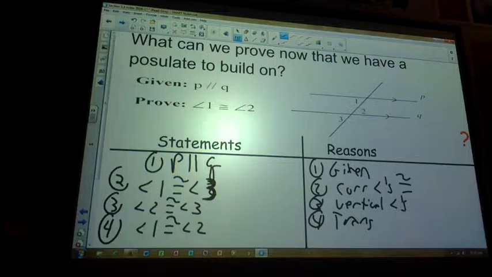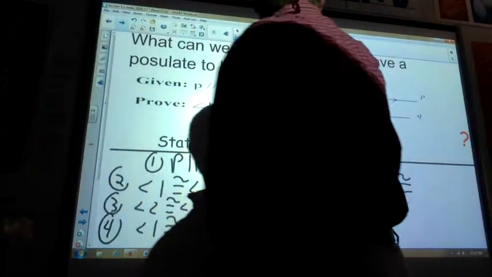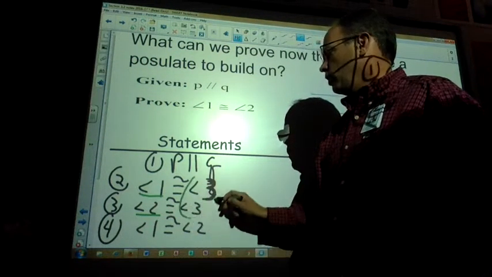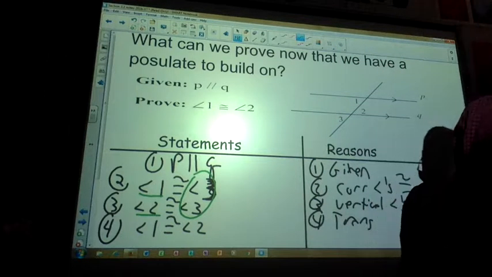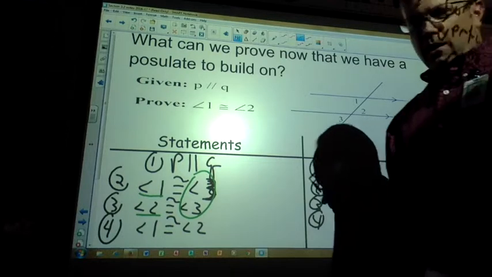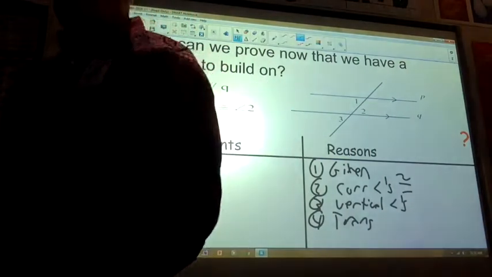Wait, I thought for it to be transitive, you have to have 3 equal. 2 or more. Oh, 2 or more. 1, 2, 3. Oh, so you just have to have A is equal to B, B is equal to C, A equals C. Okay. Seem okay so far? Yeah, I did the proof in their amount of time.